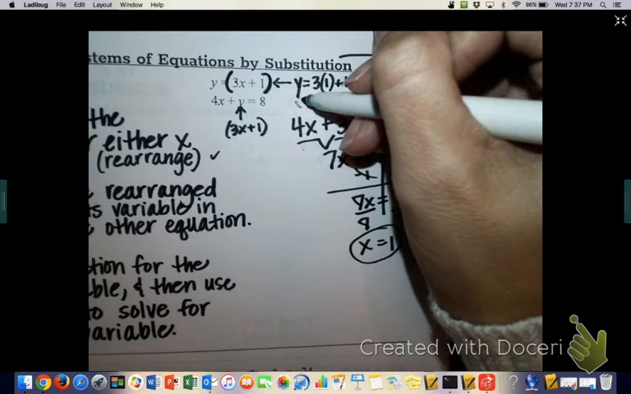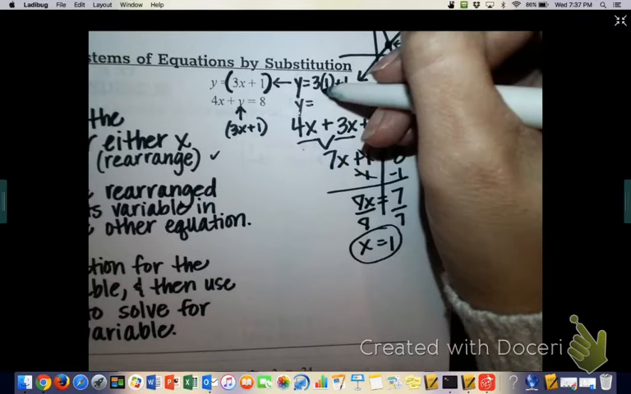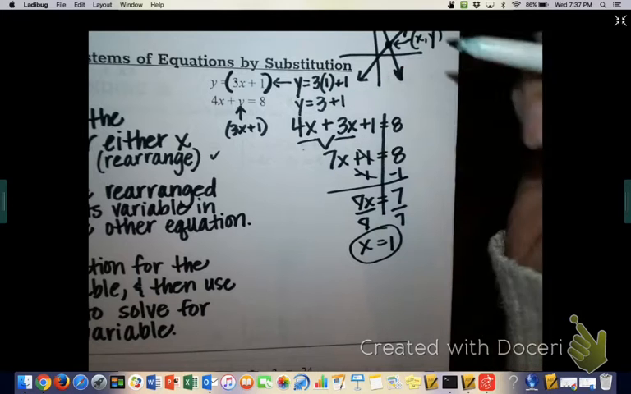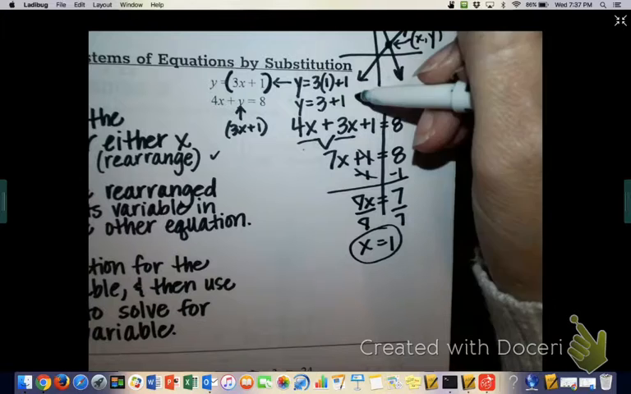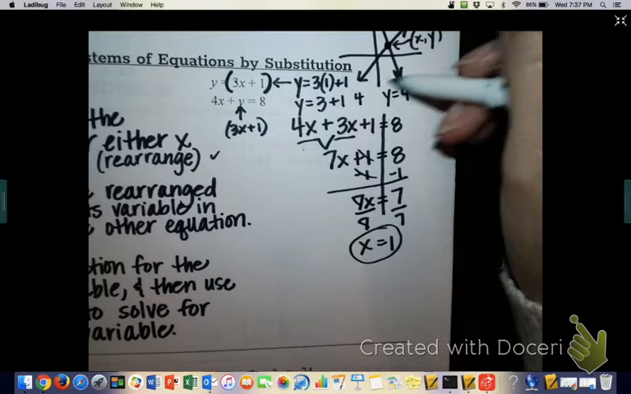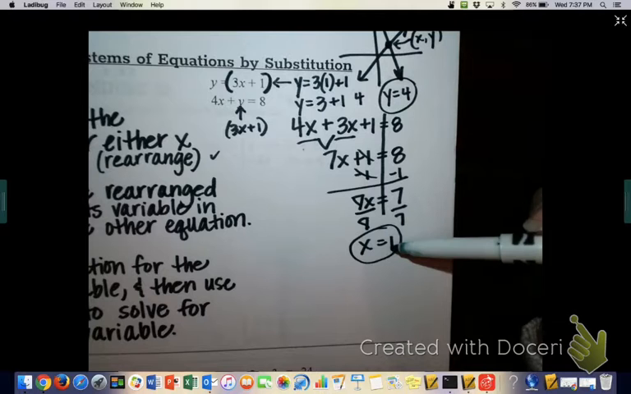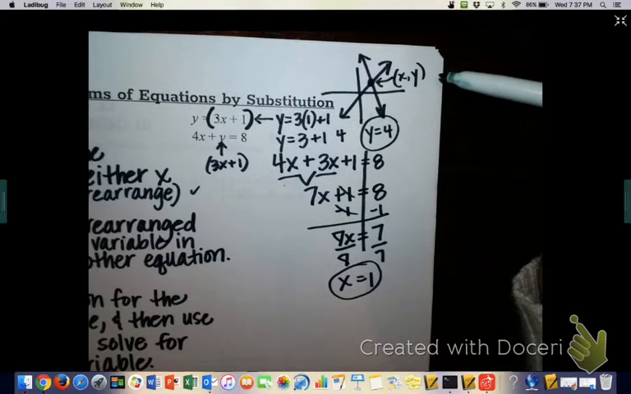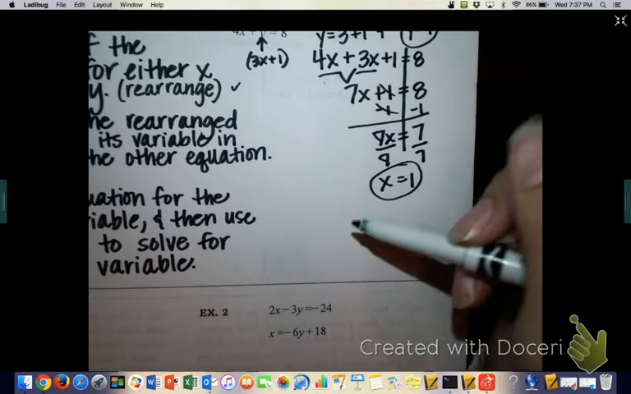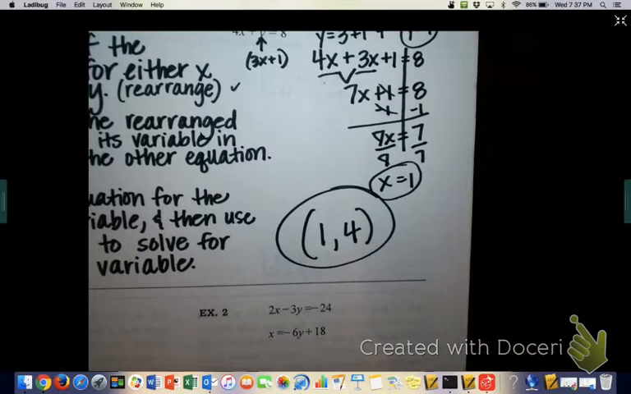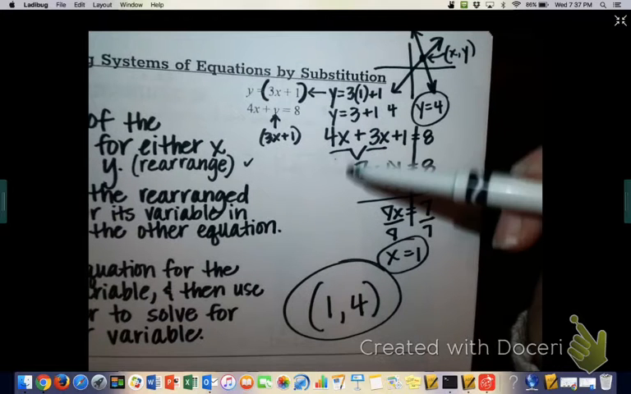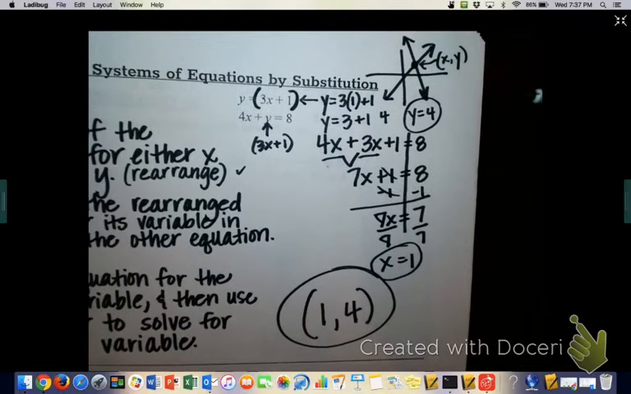So y equals 3 times 1 is 3 plus 1. So y equals 3 plus 1. What is 3 plus 1? It's 4. So my y coordinate equals 4. So now if I know my x coordinate is 1 and my y coordinate is 4, you need to put it together in a coordinate answer in an ordered pair form. So that would be 1, 4. All right, so again, a little bit of work, but I didn't have to graph it, and you didn't have to worry about having graph paper. So let's try example 1.